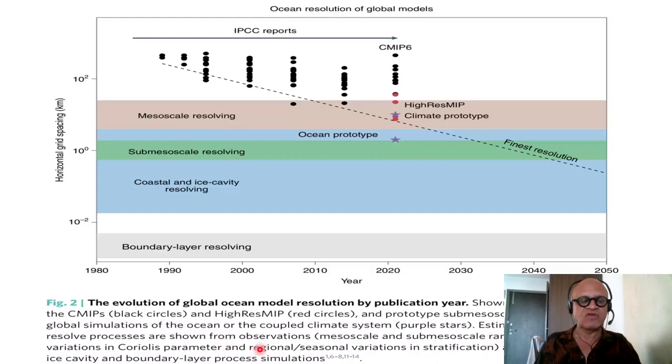Estimated ranges to resolve processes are shown from observations. So the mesoscale and sub-mesoscale ranges reflect latitudinal variations in the Coriolis parameter and regional seasonal variations in stratification. There are also studies of coastal, ice cavity, and boundary layer process simulations. These are the references from the paper. I hope you know what mesoscale and sub-mesoscale mean.